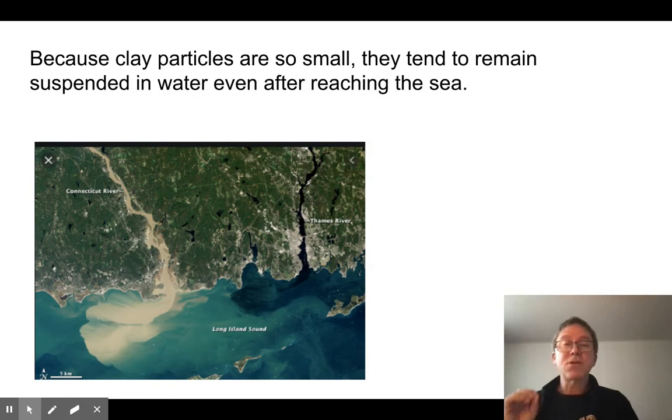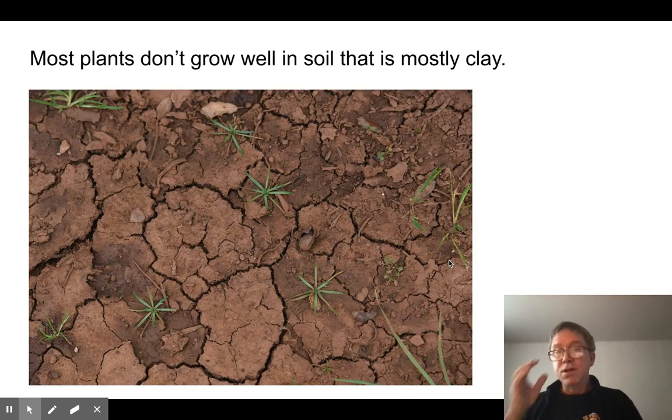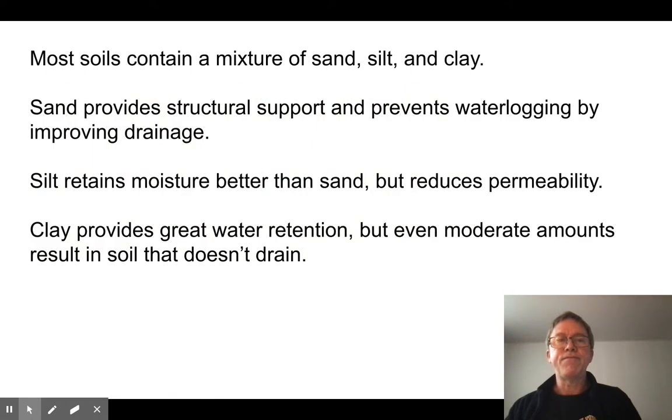Now, clay particles are small, so they stay suspended, like I said. So when those rivers overflow their banks, the silt comes out, but the clay just keeps on going, and it goes all the way out into the ocean and gets deposited offshore. It's the last thing that falls out. Now, it's worth noting, just like plants don't like to grow in sandy soils because there's not enough moisture, they don't like to grow in muddy soils, because when there's a high amount of clay, there's very low permeability. There's waterlogging, and most plants just can't handle that.